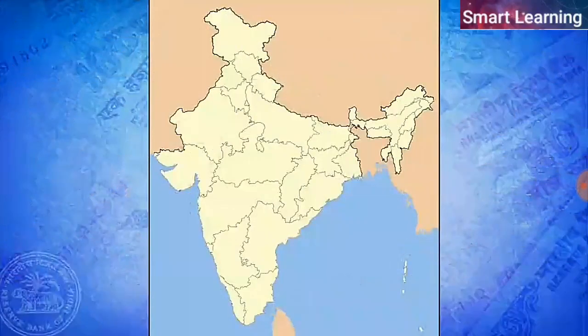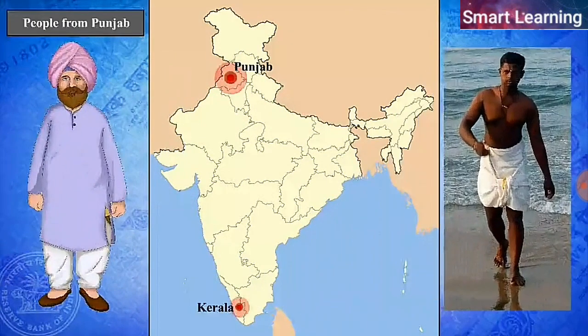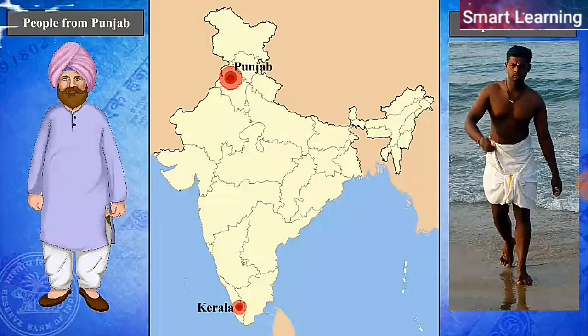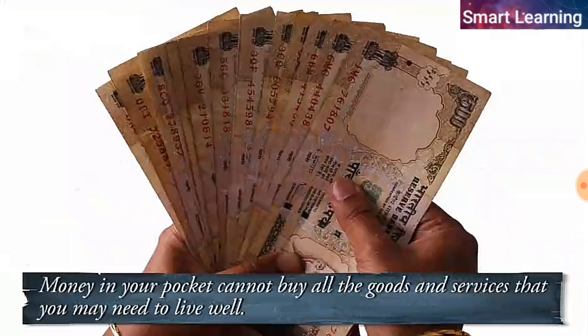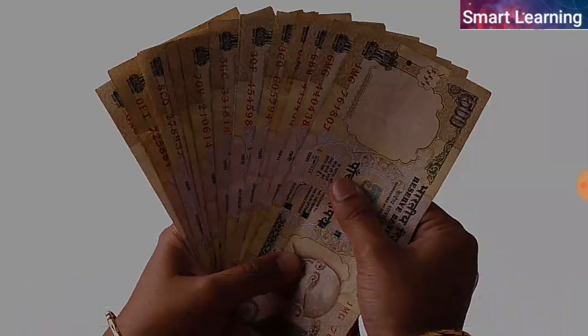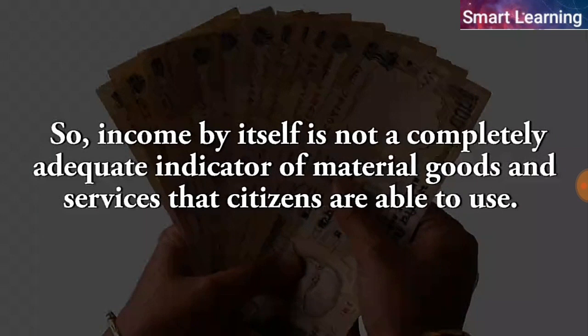How is it that the average person in Punjab has more income than the average person in Kerala, but lags behind in these crucial areas? The reason is, money in your pocket cannot buy all the goods and services that you may need to live well. So income by itself is not a completely adequate indicator of material goods and services that the citizens are able to use.